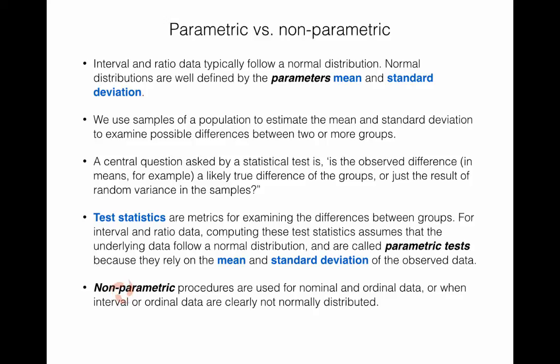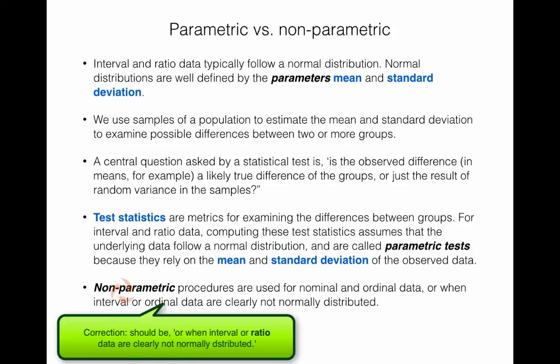Non-parametric tests, on the other hand, are procedures that are used for nominal and ordinal data, or when interval data or ordinal data are clearly not normally distributed. So we only use these non-parametric tests for those situations where the data are clearly not normally distributed. And we'll talk about that again in another video on normal distributions.